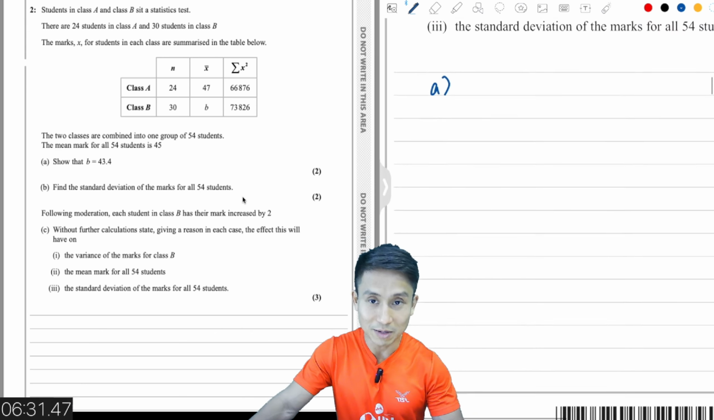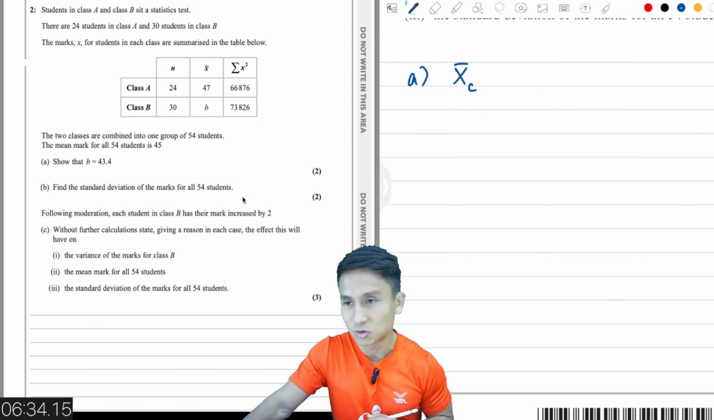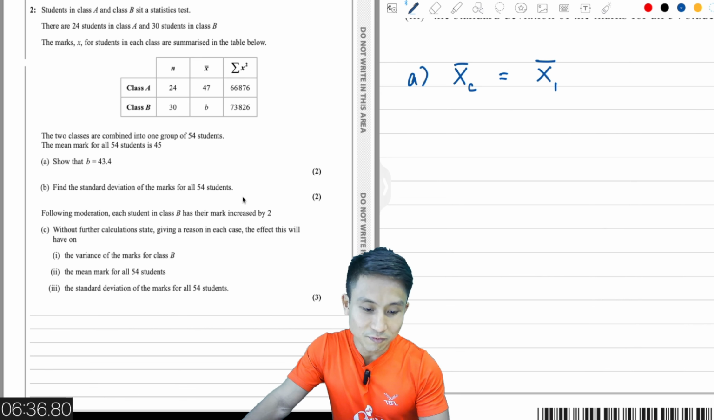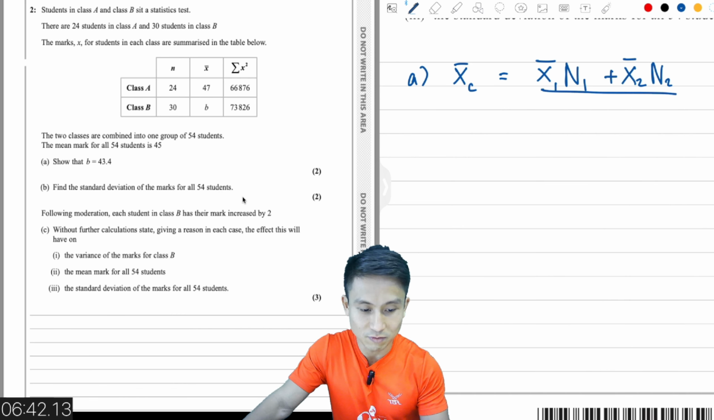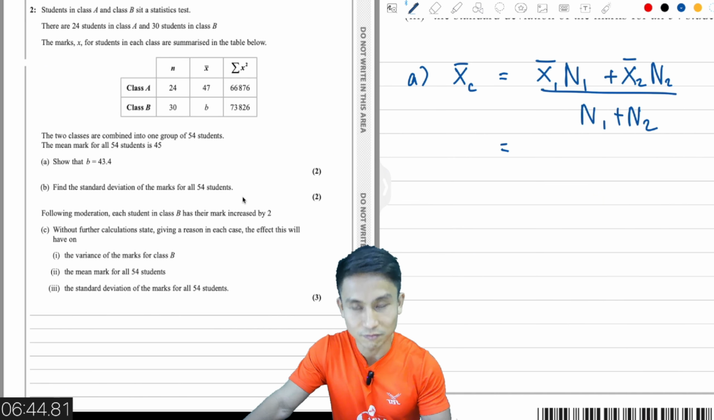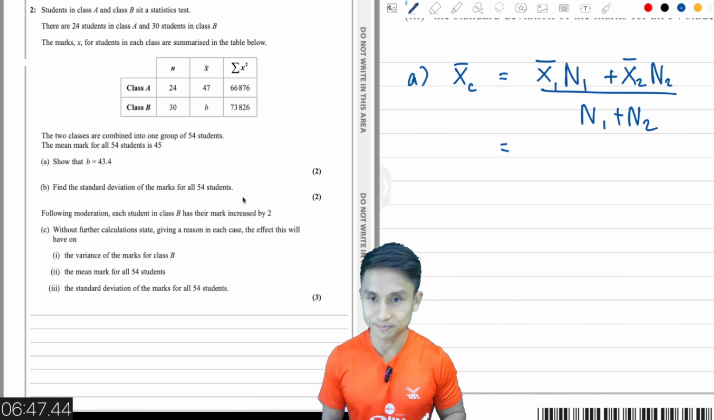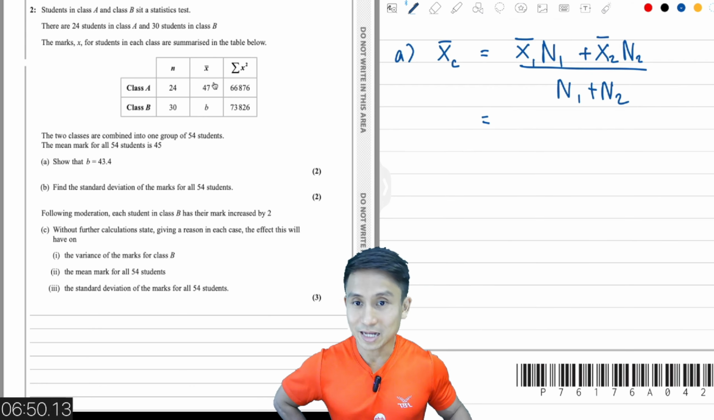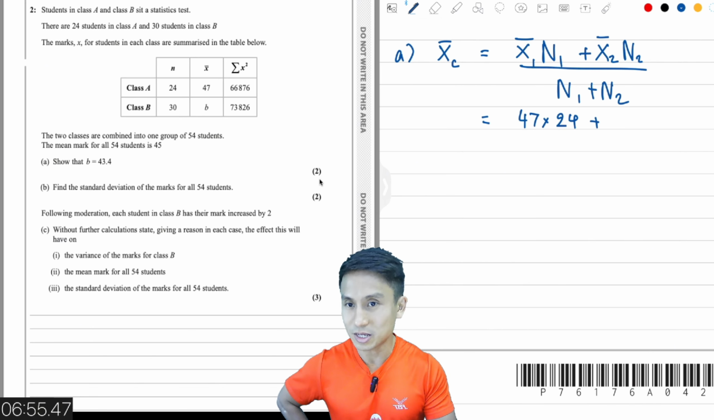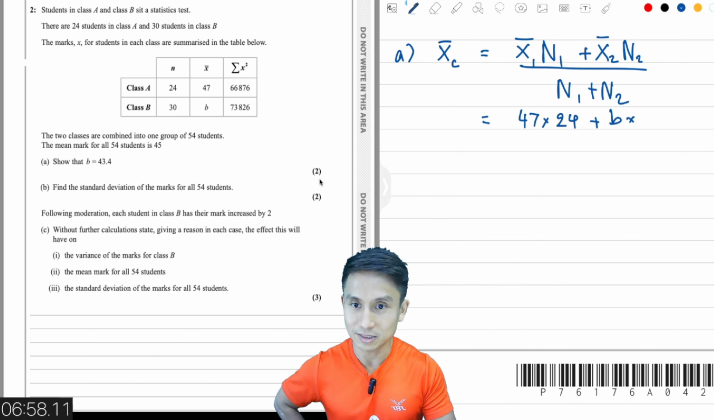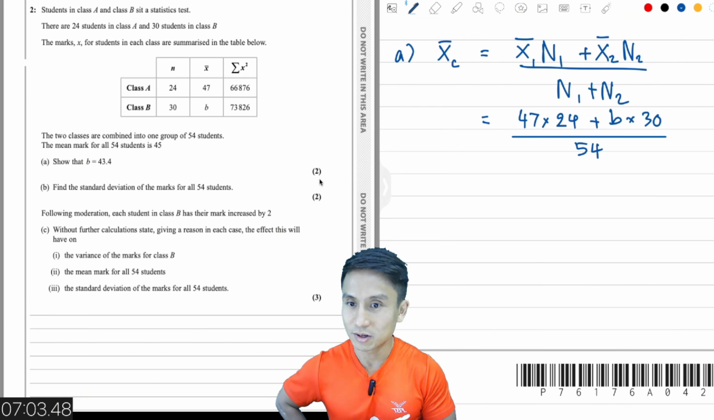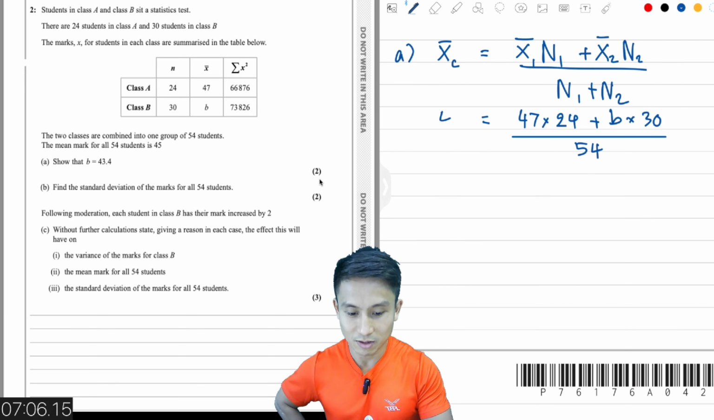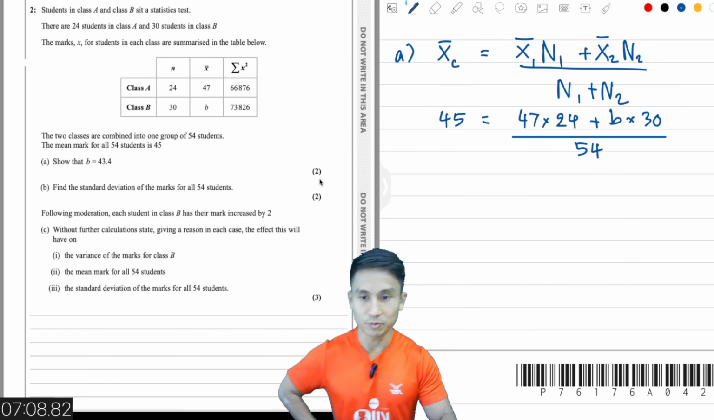Well, this is combined mean, so I'm just going to do X bar C. It's just the mean of the first group times the number of the first group plus the mean of the second group times the number of the second group, divided by the total number of students in the groups. So class A, X bar is 47, number is 24. Class B, X bar is B, number is 30. And the sum of the 2 classes would be 54. And the combined mean is given to be 45. Yeah, so we just solve for B basically.